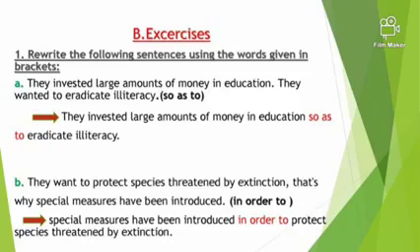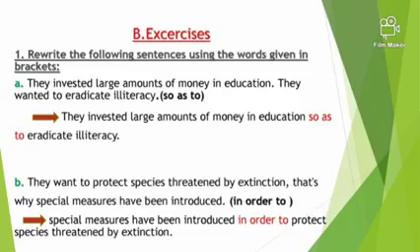So in this sentence, we have to understand where the purpose is. They invested large amounts of money in education. What is the purpose here? So as to eradicate illiteracy.